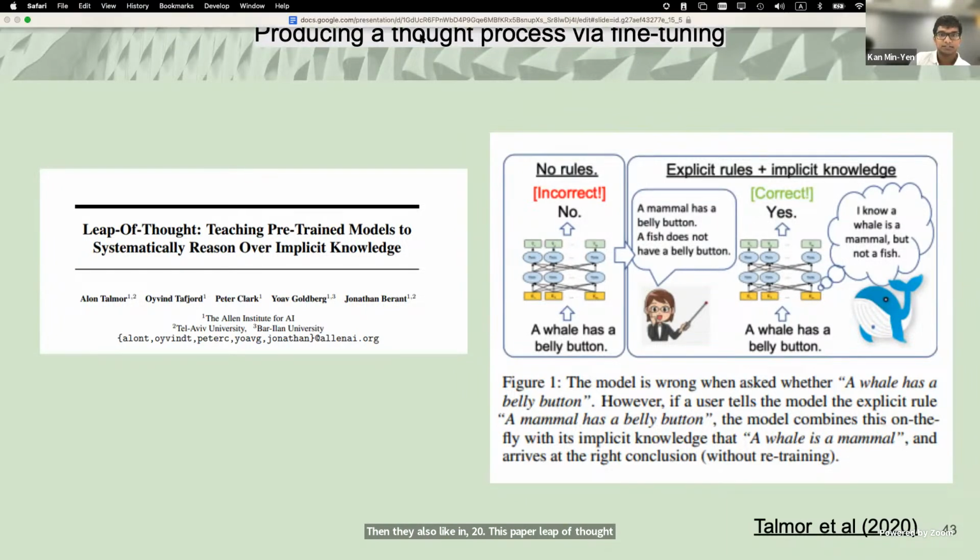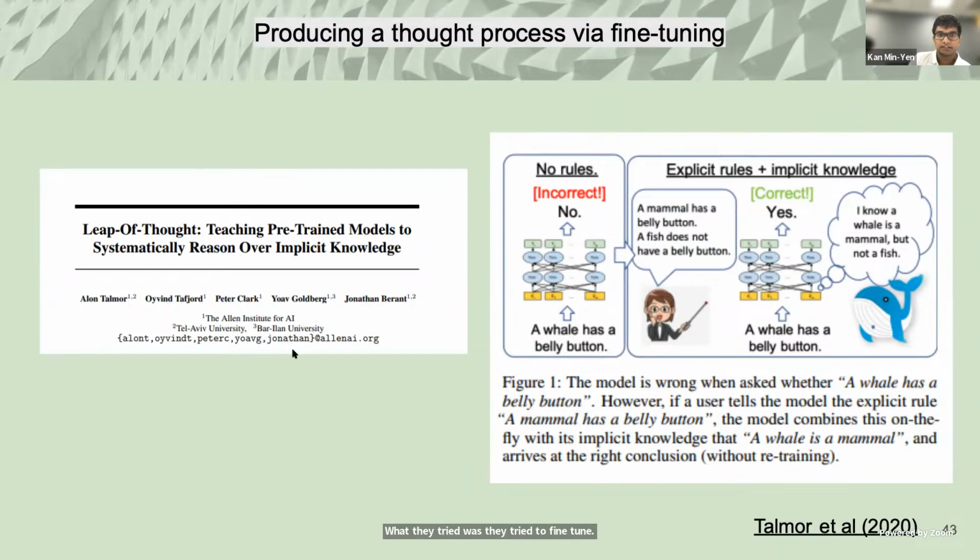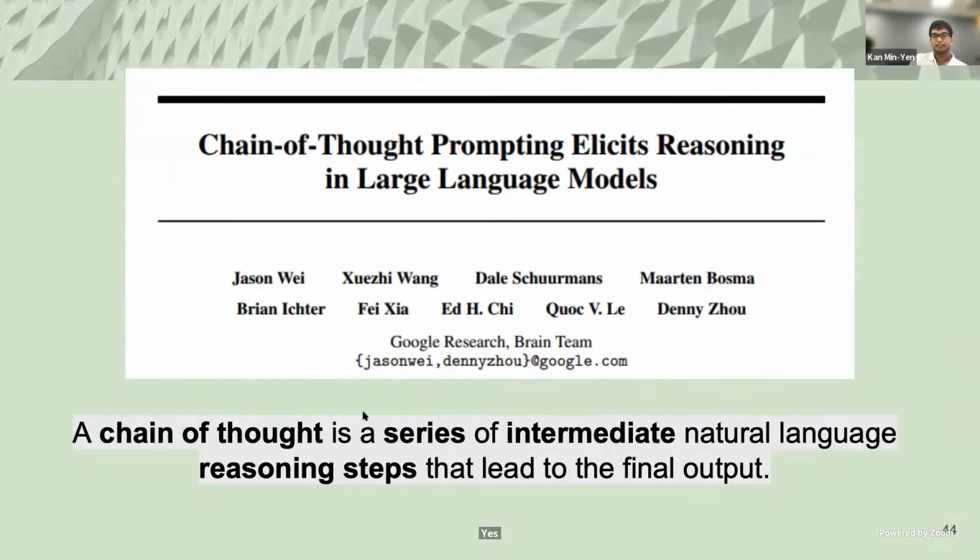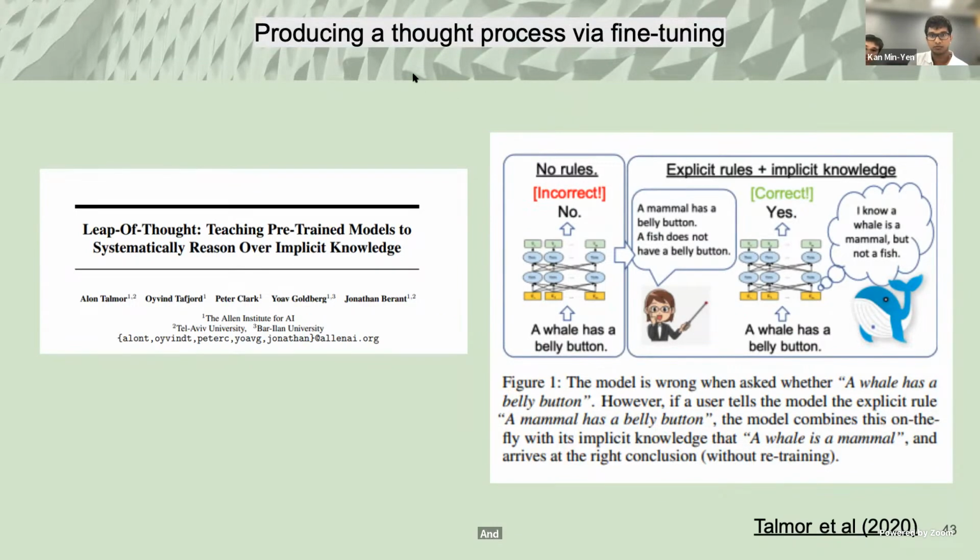Then in 2020, in the paper Leap of Thought, they tried to produce a thought process via fine tuning. The idea is that if you give explicit rules and some implicit knowledge, you can get the model to reason and get the answer. The example here is that you give the explicit rule that a mammal has a belly button, and the implicit knowledge that a whale is a mammal, and it is able to understand that since a whale is a mammal, it should have a belly button.